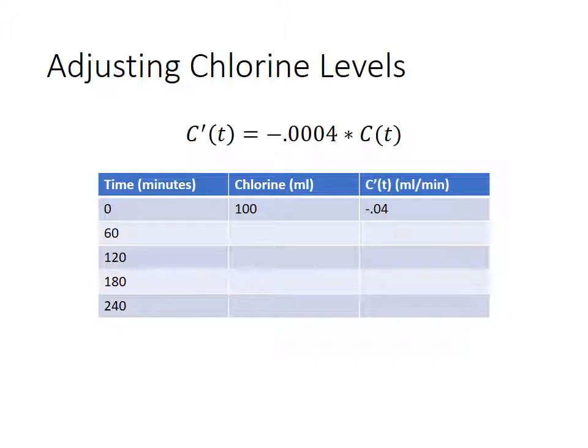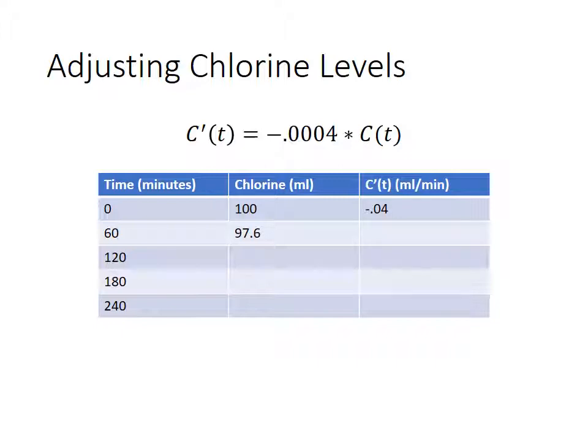If we assume that this rate stays constant for the next 60 minutes, then we'd be losing 0.04 milliliters per minute for the entire 60 minutes. So we'd do 100 milliliters, our starting value, minus 60 minutes times 0.04 milliliters per minute. This would mean we're losing 2.4 milliliters, leaving us with 97.6 milliliters at the end of the first hour.